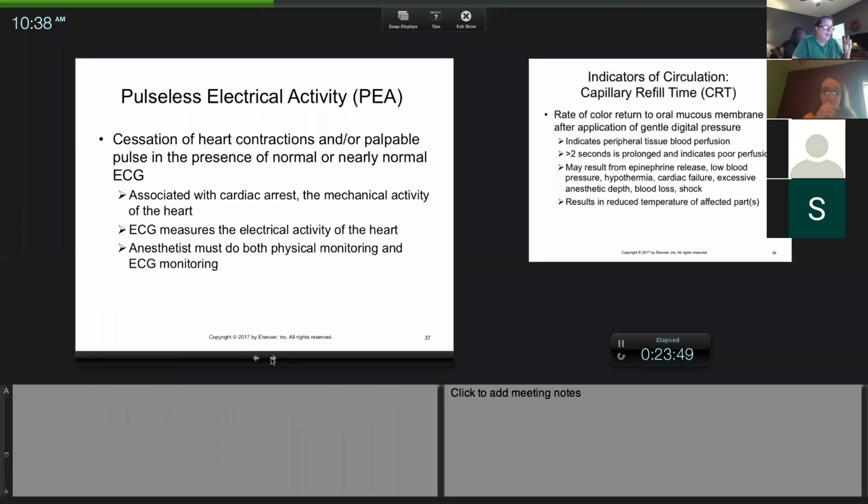And then the PEA or EMD, pulseless electrical activity, electrical mechanical dissociation, is where you have a normal ECG but no audible heartbeat. That's why I get so concerned about the ECG. If this can happen, take your ECG with a grain of salt. You should always be listening. As long as you hear a heartbeat, the heart is working. But this is where the ECG is normal and the heart has stopped.